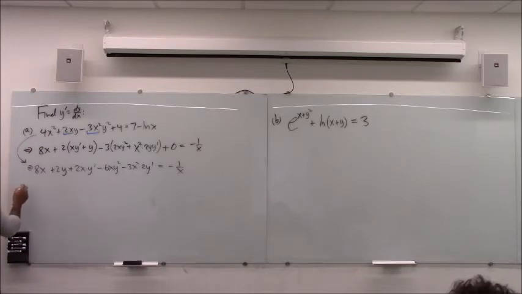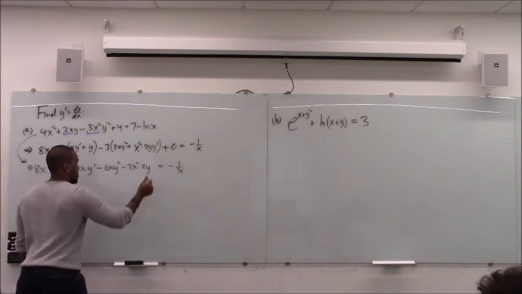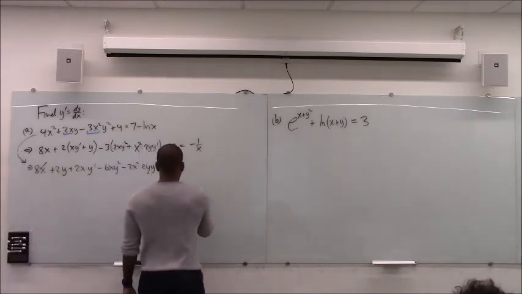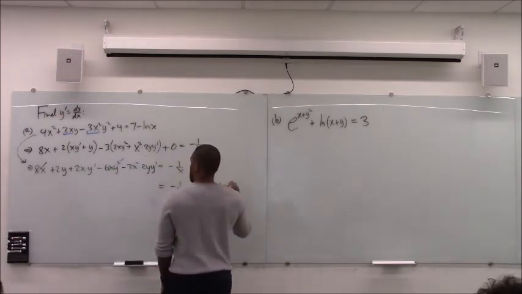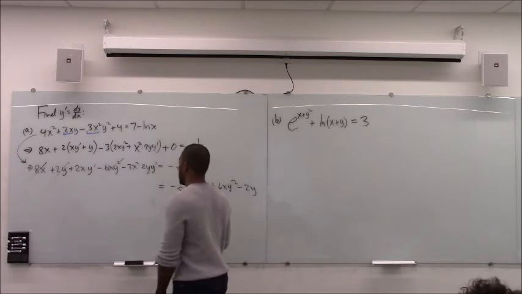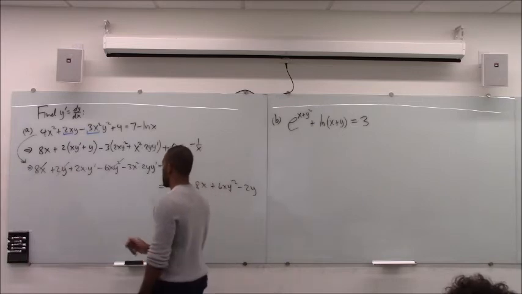Wouldn't that be 2y y prime? 2y, where? Right before the equal. Yes. Okay, but after that, now what? Now you'd subtract the 8x and add the 6x. Subtract the 8x, add this, and subtract the 2y. So you're getting rid of everyone that doesn't have a y prime, yeah? And then pull out the y prime.